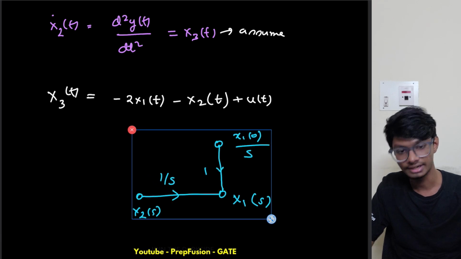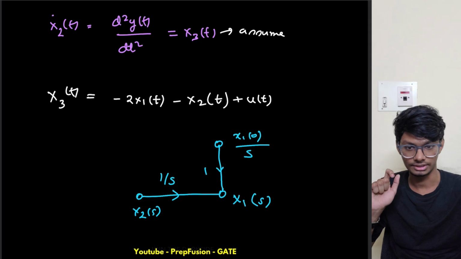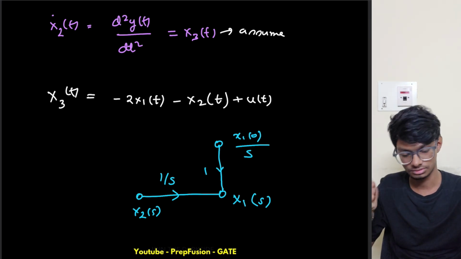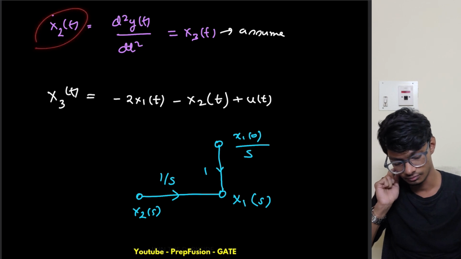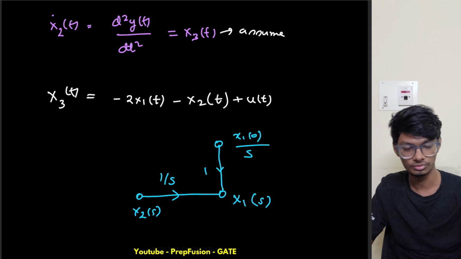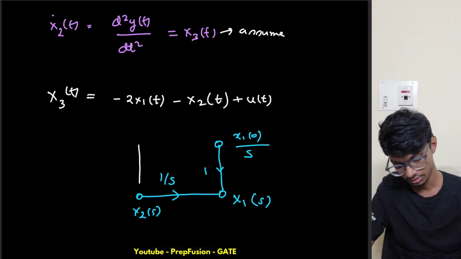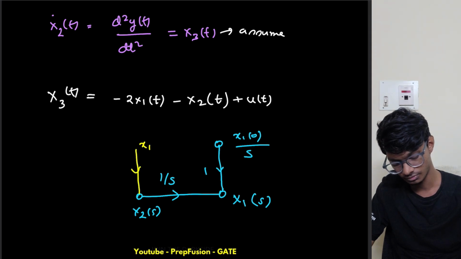So what things are getting added over here? One thing to note is that due to this x2 dot also, we'll get an initial value over here. I hope you are able to understand that. So we'll get an initial value here. Let me draw it with a different color. That will be added with this x2 of s, x2 by s.